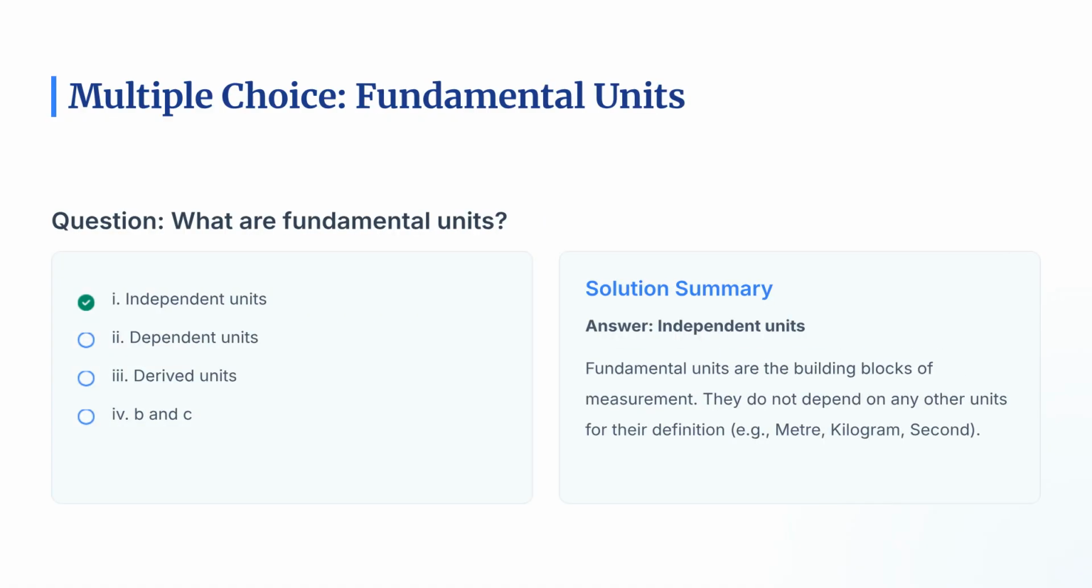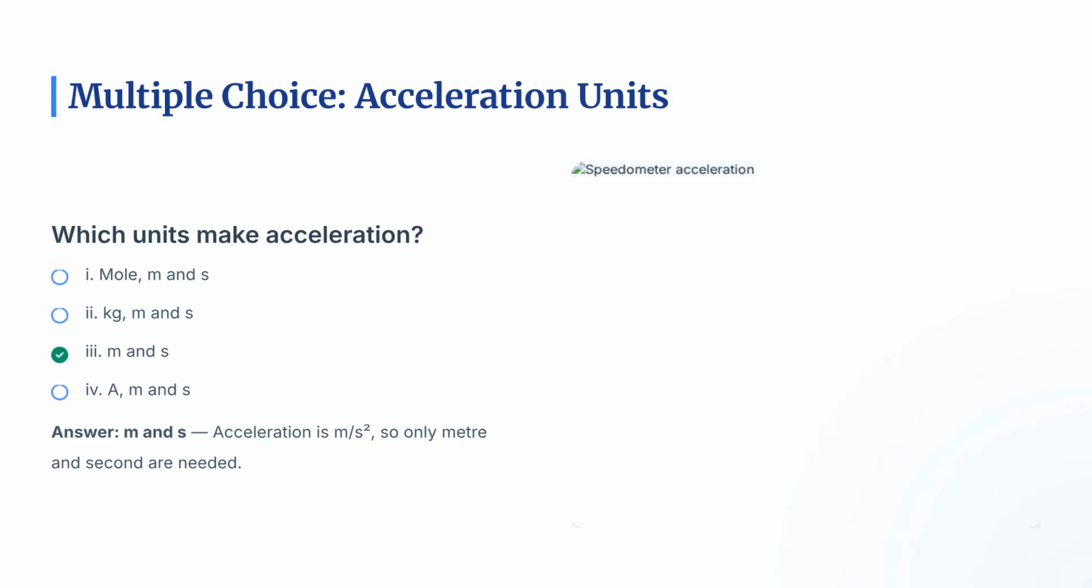Next, we ask what fundamental units are. The answer is independent units. Fundamental units are the essential building blocks of measurement, such as the meter and the second, which do not rely on other units for their definition. Which units make acceleration? Since acceleration is measured in meters per second squared, or meter per square second, the correct fundamental units are meters (m) and seconds (s).